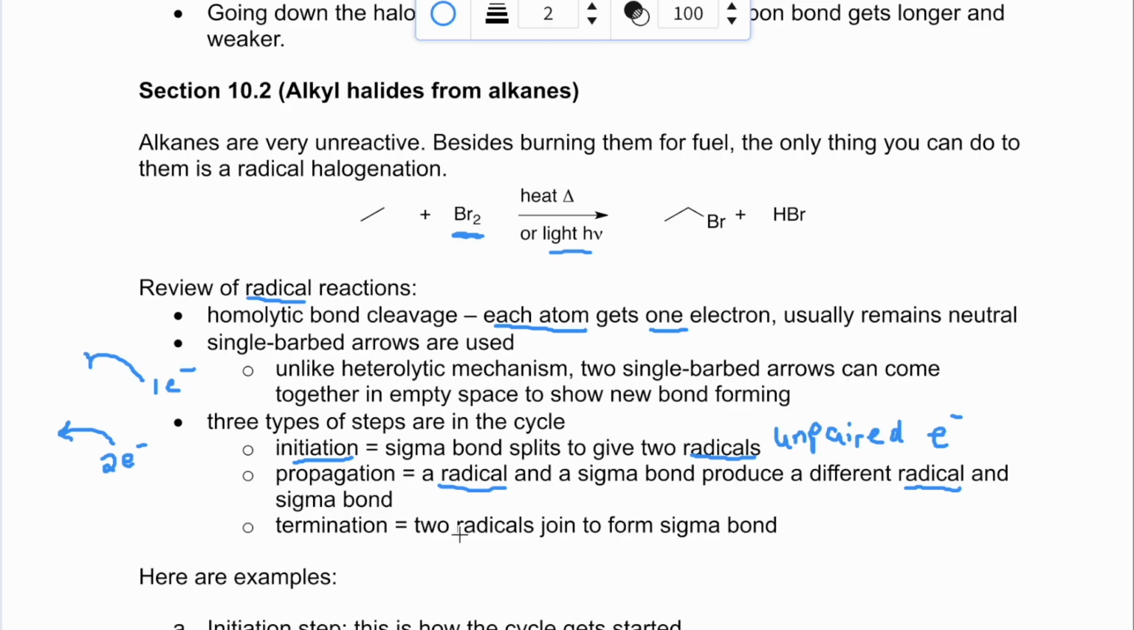And then if you have two radicals that meet up and join, that would form a sigma bond, and that would stop the cycle, because once you have a sigma bond, that is not nearly as reactive as a radical, and so the sigma bond is not going to go attacking anything else. So that sort of stops the process.